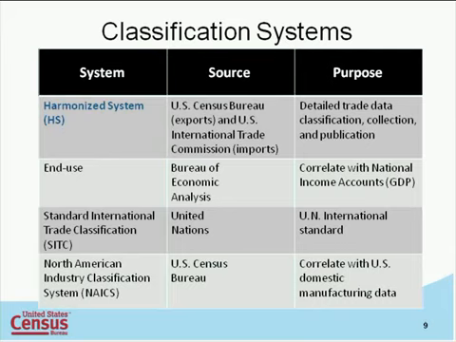These are the classification systems that the Census Bureau publishes our statistics under. The Harmonized System, or HS, is a system used to collect trade data. This is a 10-digit code that all goods are classified by when they are exported or imported. Exports are classified using the Schedule B. There are about 9,000 classifications. Imports are classified under the Harmonized Tariff Schedule, and there are about 8,000 classifications.